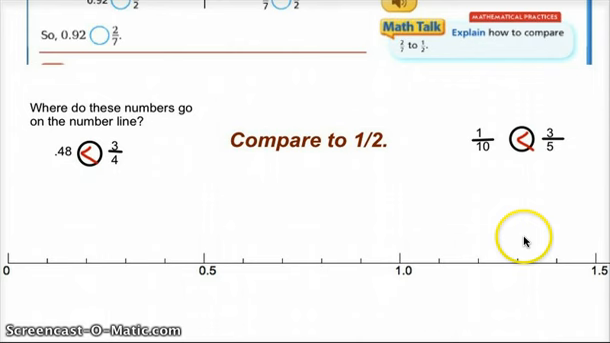So remember, when you're comparing and ordering decimals, you can change all fractions to decimals and then compare them. And sometimes it's easy to use 1/2 as a benchmark.